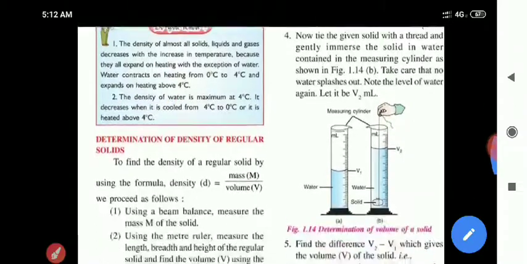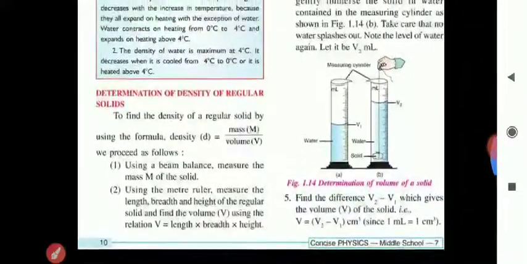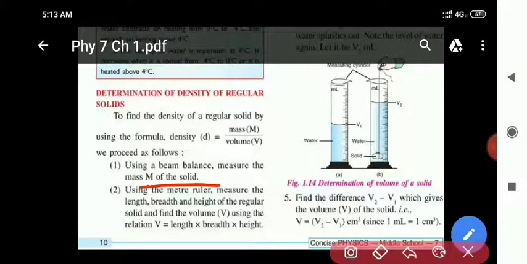Now determination of density of regular solid. How to determine the density of regular solid? By using the formula mass upon volume, we can identify the density. Using a beam balance, first we measure the mass of the solid, that is M. Using the meter ruler, we can measure the length, breadth and height of the regular solid and we can find the volume, and then we can identify the density.